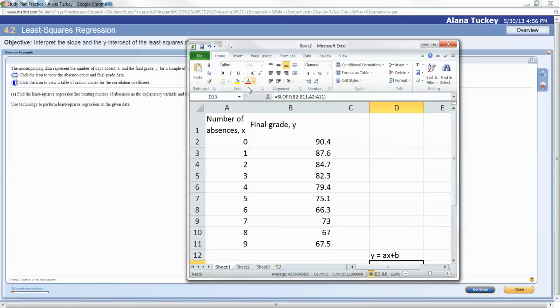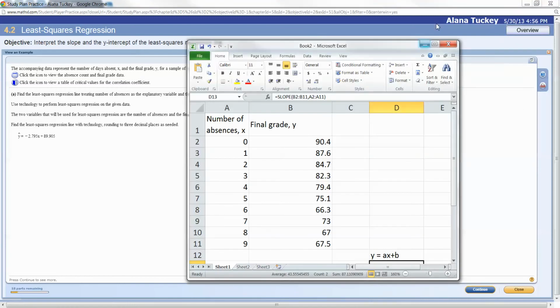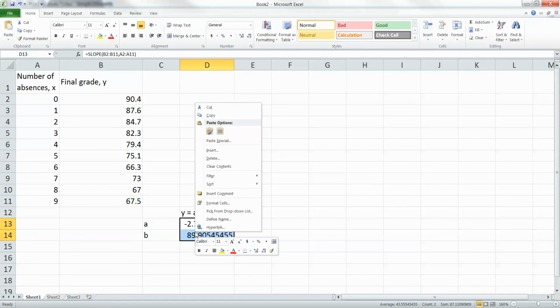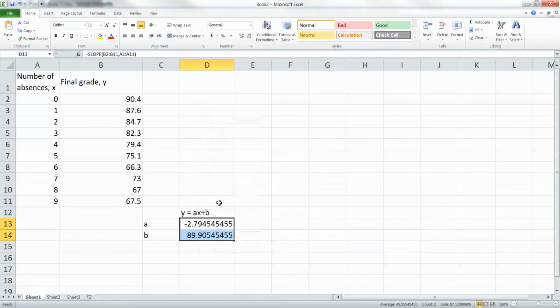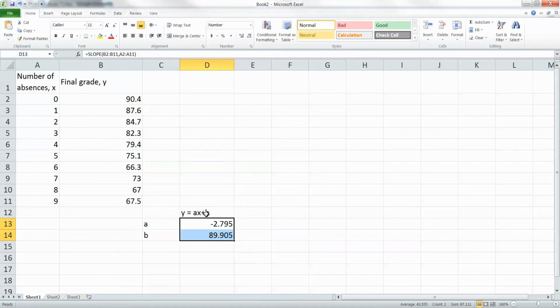Life is grand. And how many decimal places did they want? I think they want 3 decimal places. So if you want 3 decimals, you can just highlight the cells, right click, and format cells. Wait a minute. There it is. Number, 3 decimals. Cool. Okay, we're done with that part.